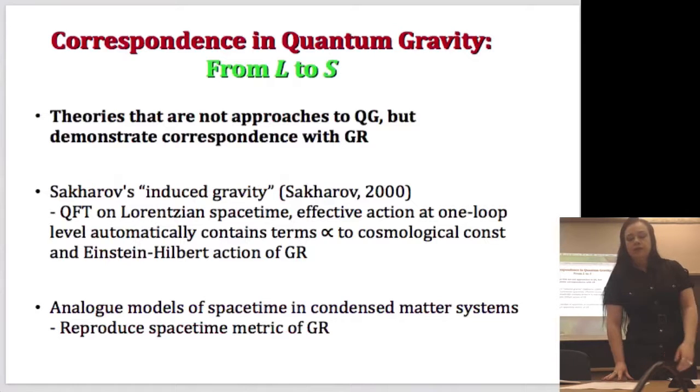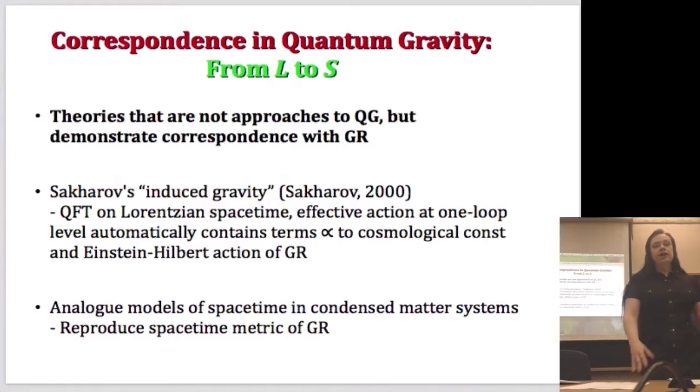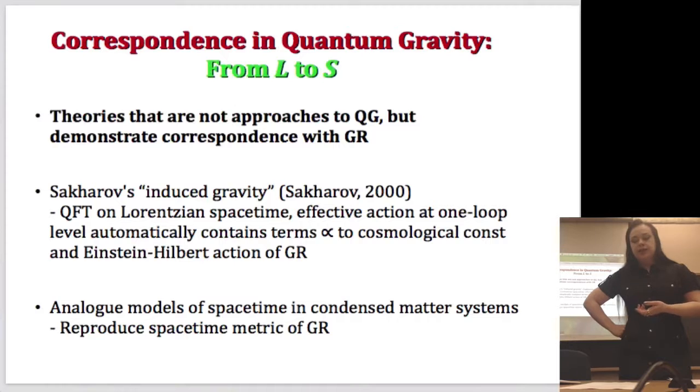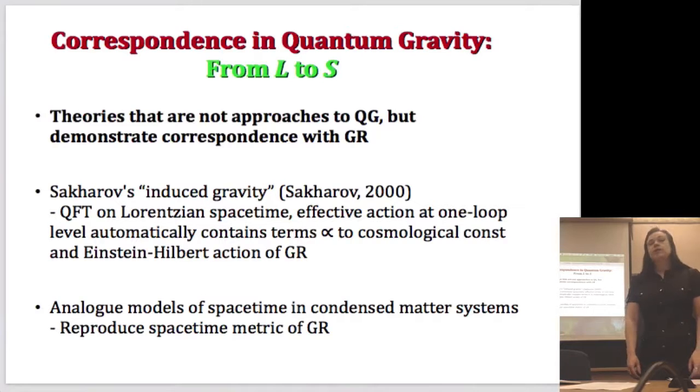So also we have theories that are not considered approaches to quantum gravity, but they manage to demonstrate correspondence with general relativity, which I find very interesting. Sakharov's induced gravity program: he shows that for quantum field theory on a Lorentzian space-time, the effective action that we get at the one loop level automatically contains terms proportional to the cosmological constant and the Einstein-Hilbert action of general relativity. Also, we've got these condensed matter models of black holes that reproduce at low energies an effective space-time metric, the same as general relativity.